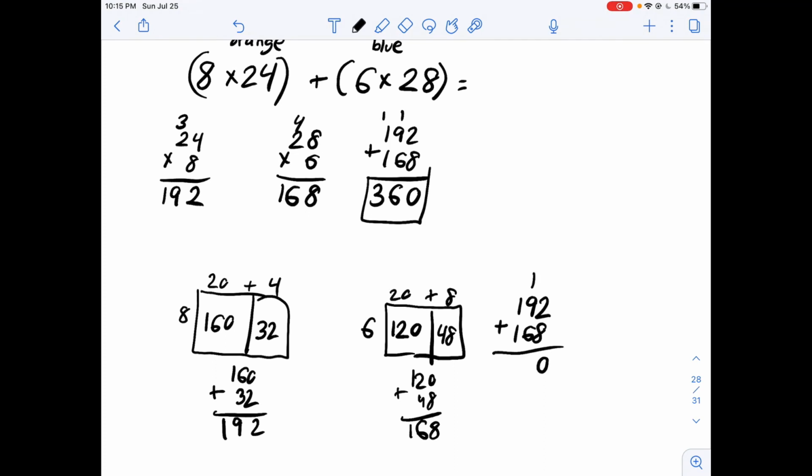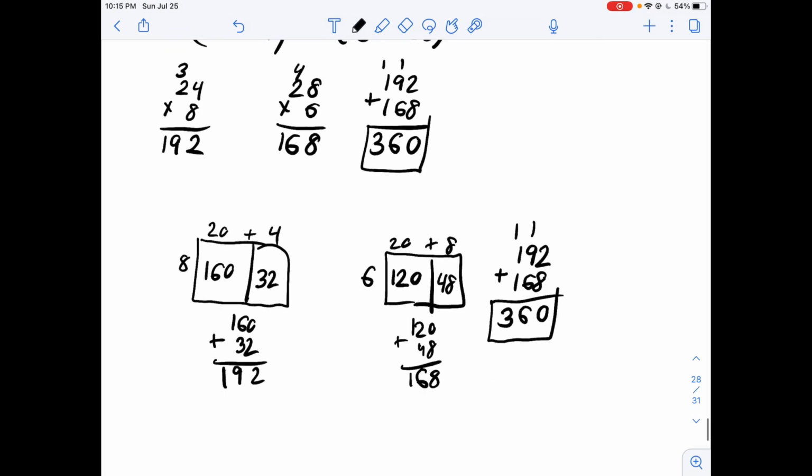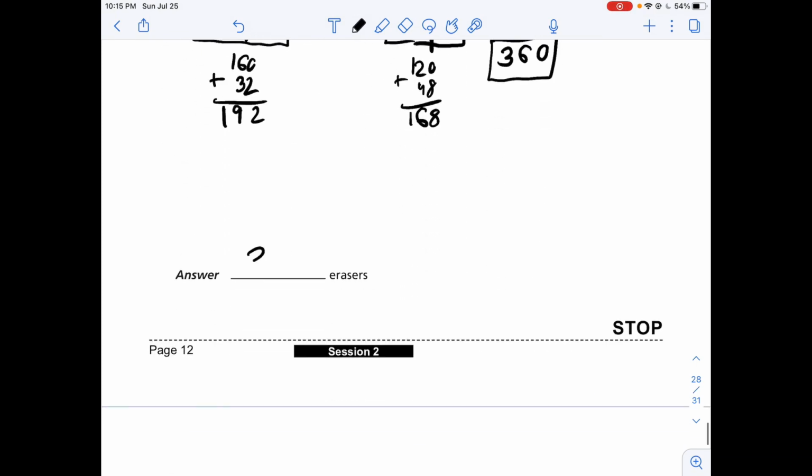192 orange erasers plus 168 blue erasers. 8 plus 2 is 10. 1 plus 9 is 10. Plus 6 is 16. 1 plus 1 plus 1 is 3. 360 total erasers. We get the same answer whether we use the algorithm or the area model. So 360 erasers.